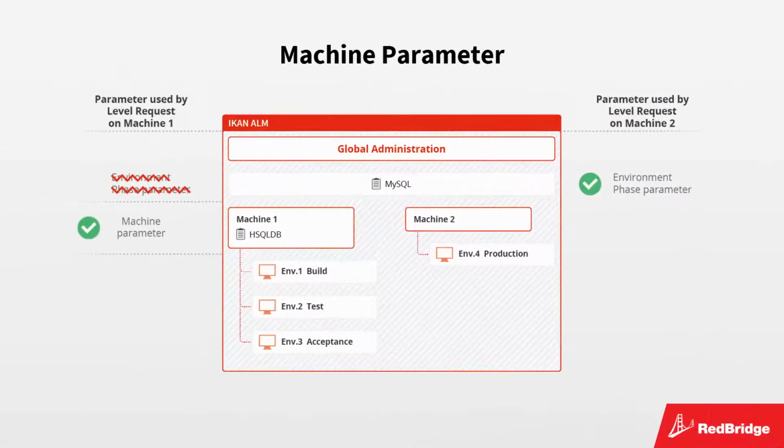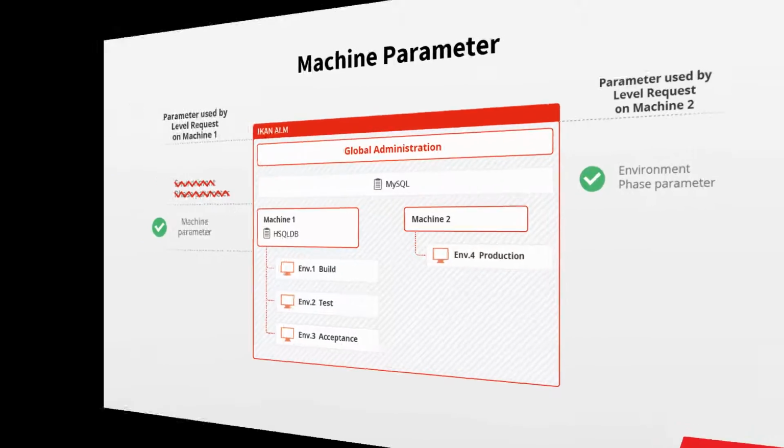You can further refine the value of the parameters by using machine parameters. Suppose one of the machines is using HSQLDB instead of MySQL. In that case, you can specify the value at machine level by creating a machine parameter. This machine parameter will be valid for that entire machine and must override the value of the environment phase parameter.